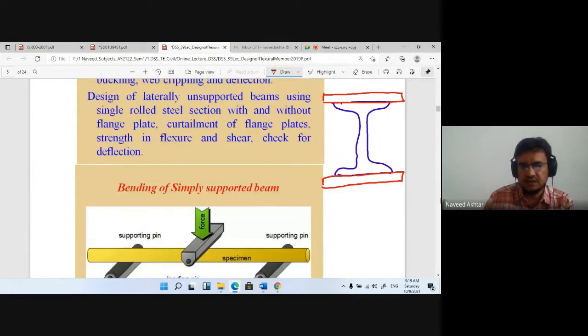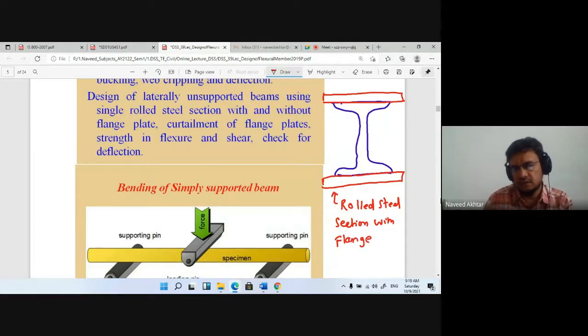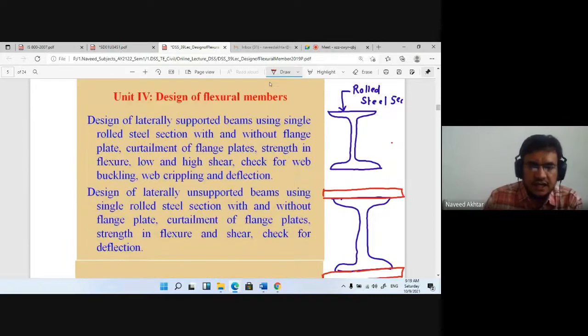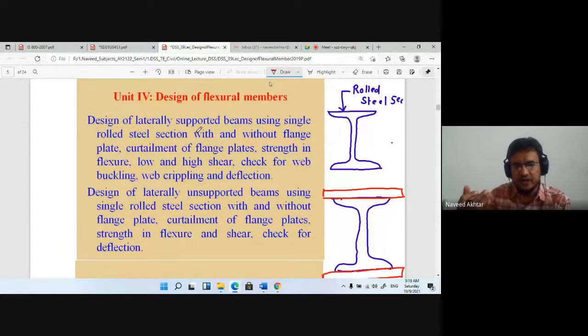So this you can say is rolled steel section with flange plate. Additional flange plates are attached to increase the bending moment resistance capacity of the section. Okay, so here, what is laterally supported and what is laterally unsupported we will discuss later on. It will come.